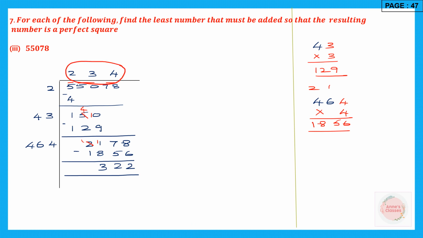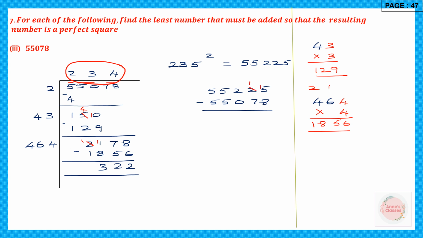We have 234. Next step is we have to find the square of the next number, 235. This is 234. Now we have to find the square of 235. So the square of 235, 235 into 235 is 55,225. Next step is we are going to subtract this number and this number. So let's take 55,225 minus 55,078.